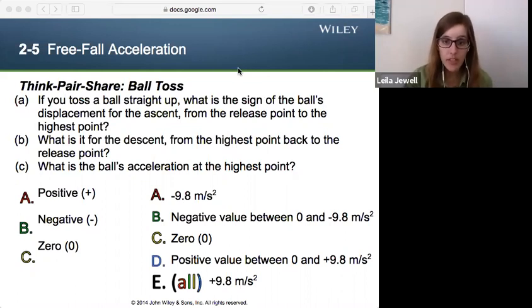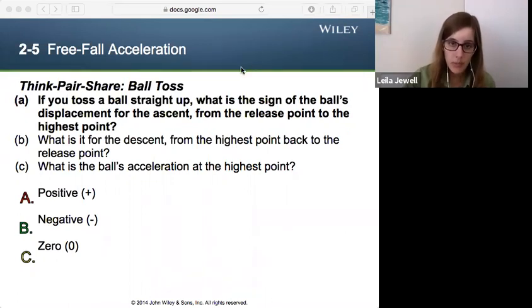First for A is looking at when we toss the ball straight up. So when it's going straight up, the ball, say, starts somewhere and then goes up and finishes somewhere else. Well, this means we are moving in the positive direction. So it is going to be a positive displacement, right? So positive delta x.